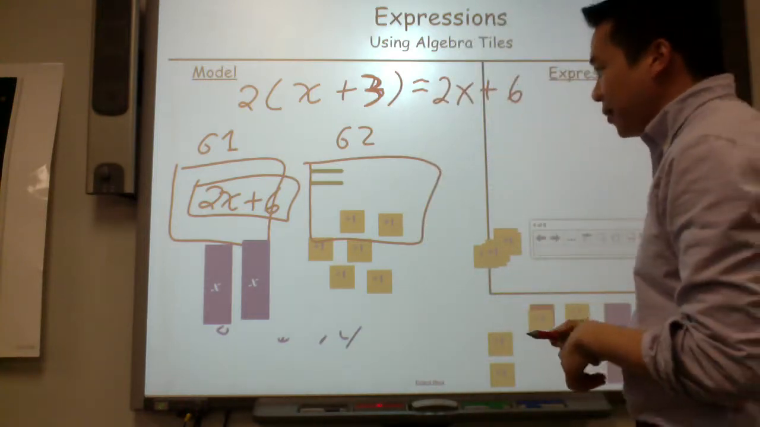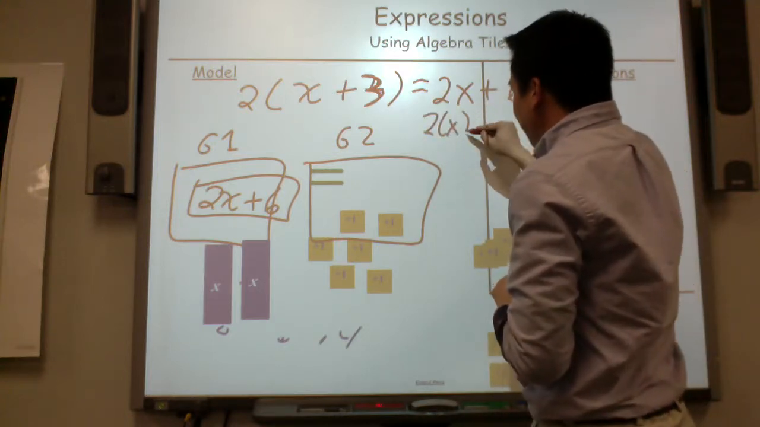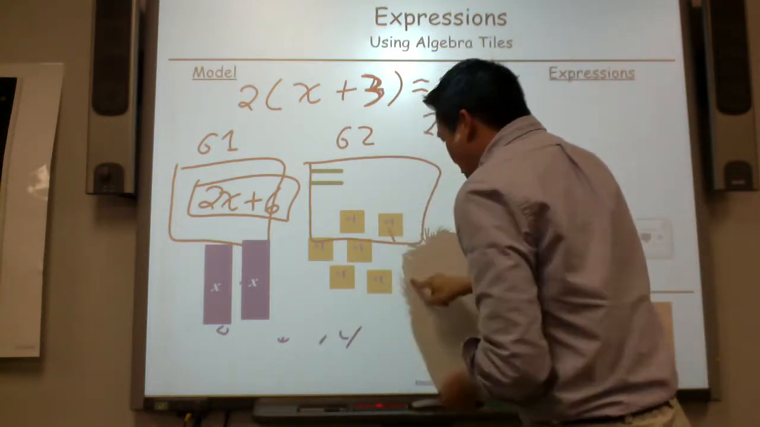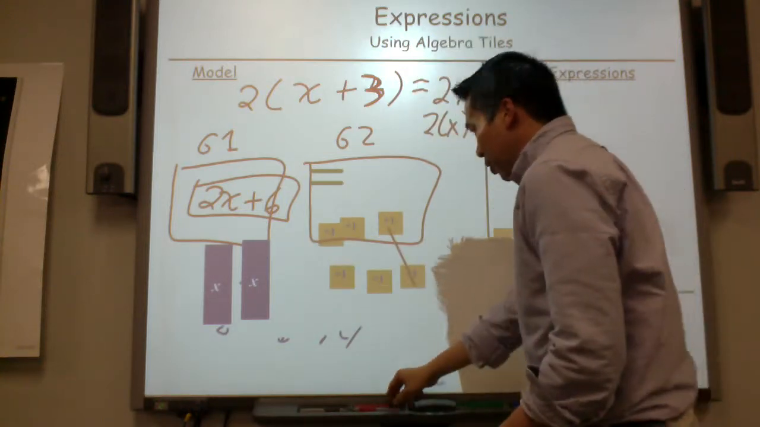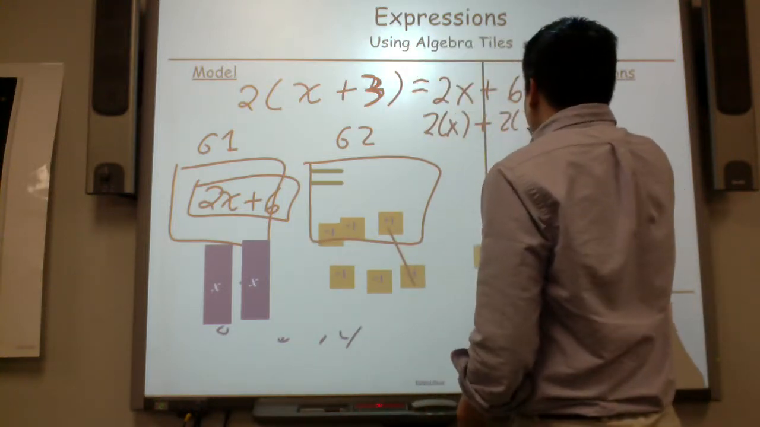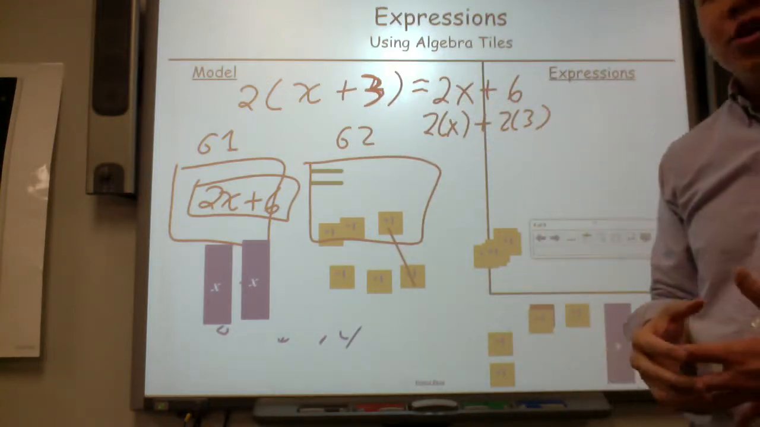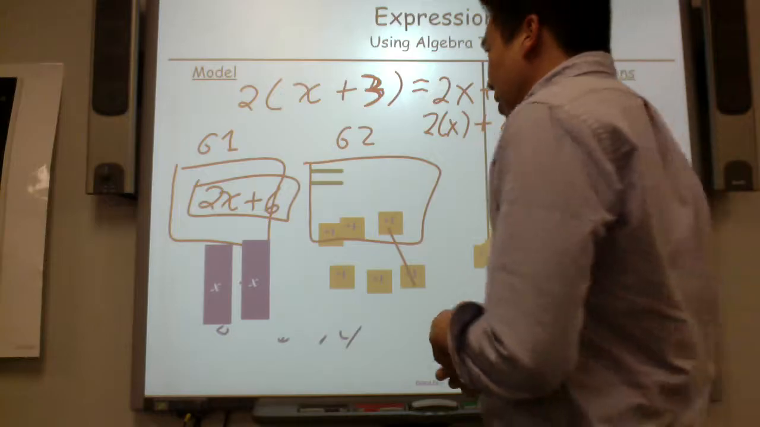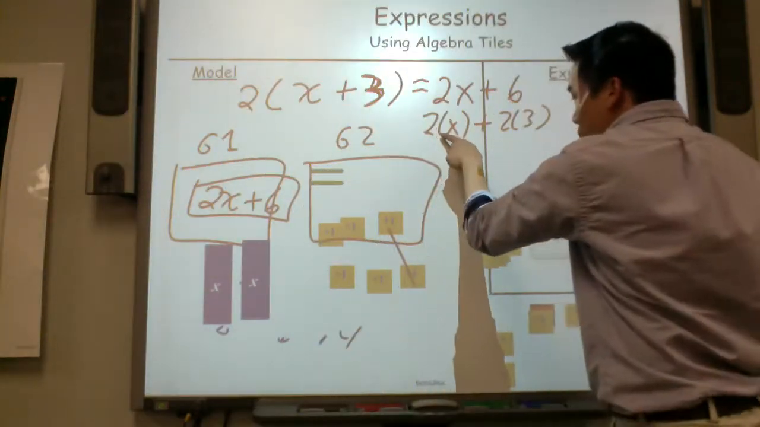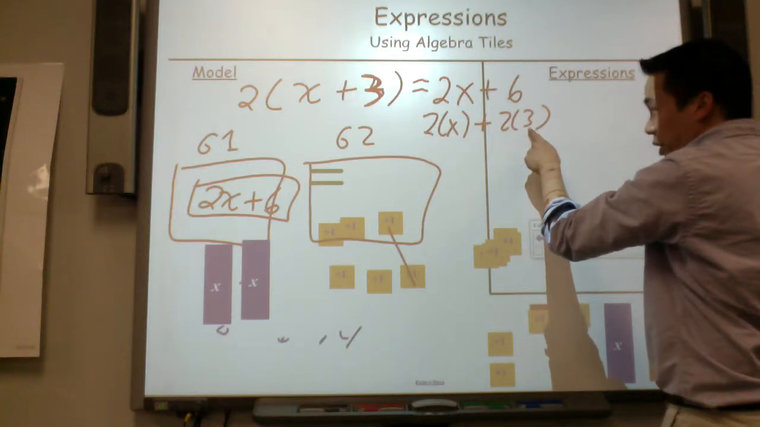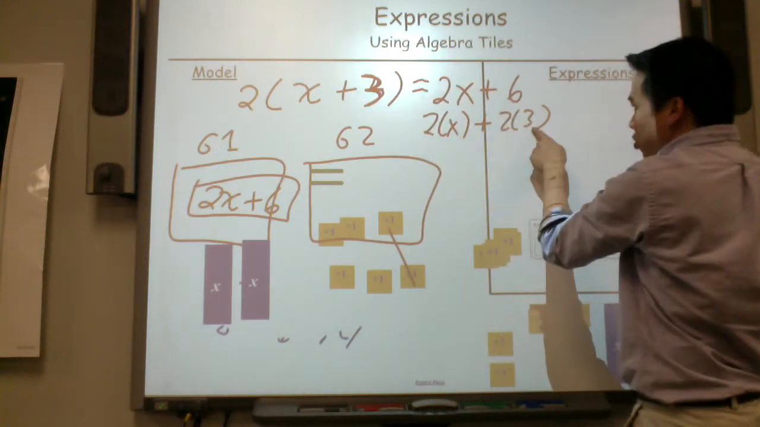How do I get that? How many x's do you see here? 2 groups of x's. How many groups of 3's do you see here? 2 groups of 3. So all of these are the same. They're all generating equivalent expressions. So 2 groups of x plus 3 is the same as saying 2 groups of x's plus 2 groups of 3, which is the same as saying 2 groups of x plus, and what's 2 times 3?